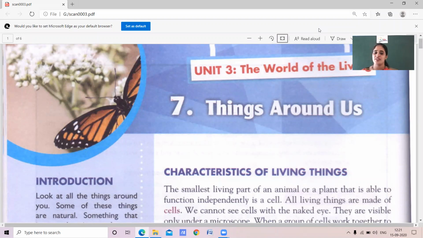Students, today I am going to teach you 6th standard science. In that, a beautiful lesson, things around us. Are you ready to listen?